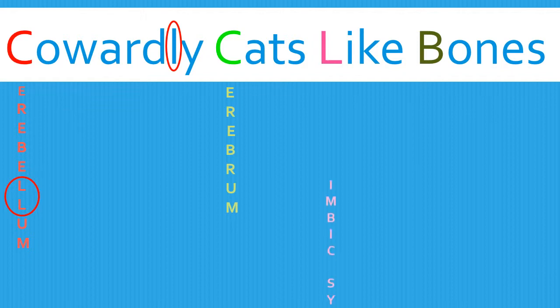Now, like stands for limbic system, L, and bones stands for brainstem. So remember, cowardly cats like bones: cerebellum, cerebrum, limbic system, and brainstem.